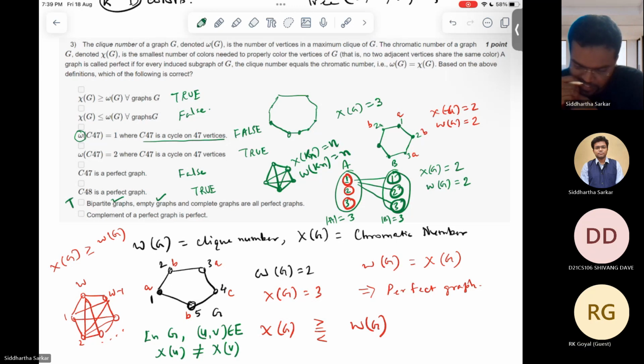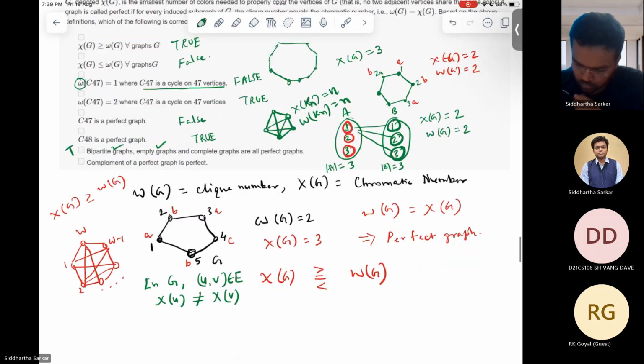Okay. So now the last statement is: the complement of a perfect graph is a perfect graph. Complement means that if there is an edge between u comma v, then in the complement there is no edge between u and v. And if there is no edge between u and v, then in the complement there is an edge between u and v.